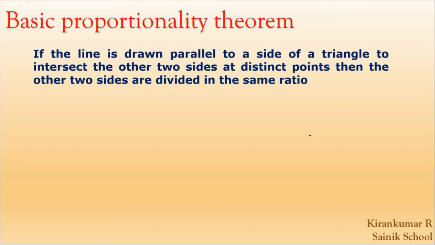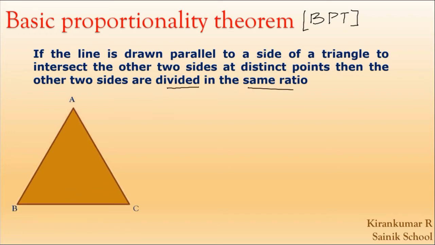Basic proportionality theorem, or sometimes they mention it as BPT, states that if a line is drawn parallel to a side of a triangle to intersect the other two sides at distinct points, then the other two sides are divided in the same ratio.